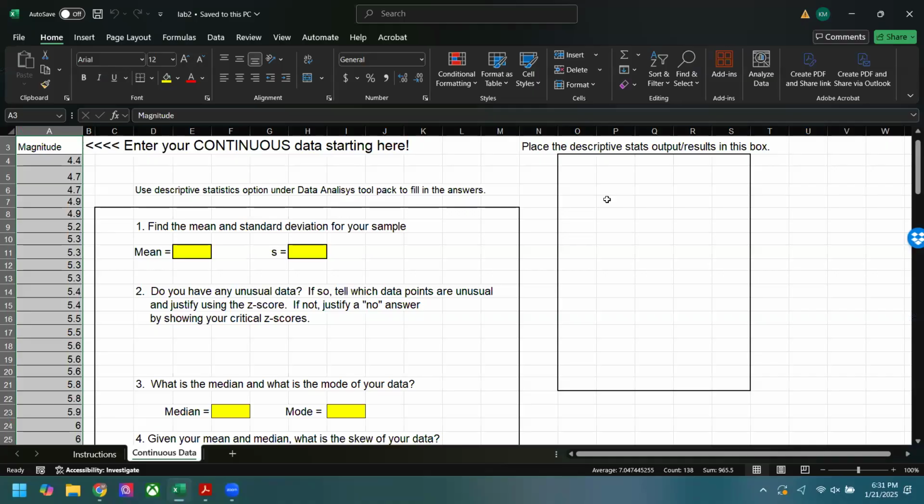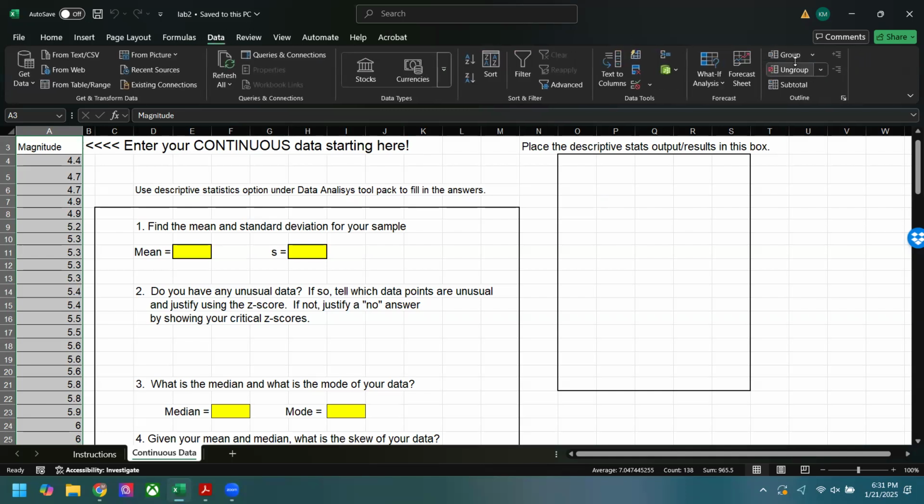Okay, so this is a different version of Excel. This is the one that seems most common. Once again, when I click on Data, this right over here on the right is blank. There's nothing there. That's where the tool is going to be.